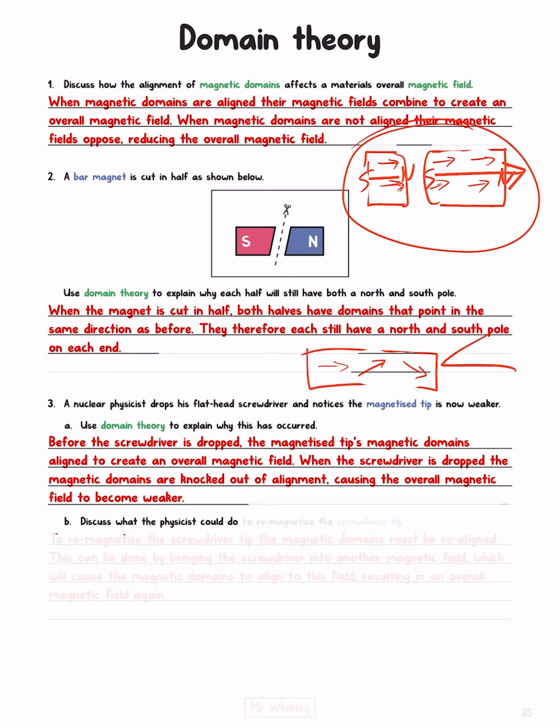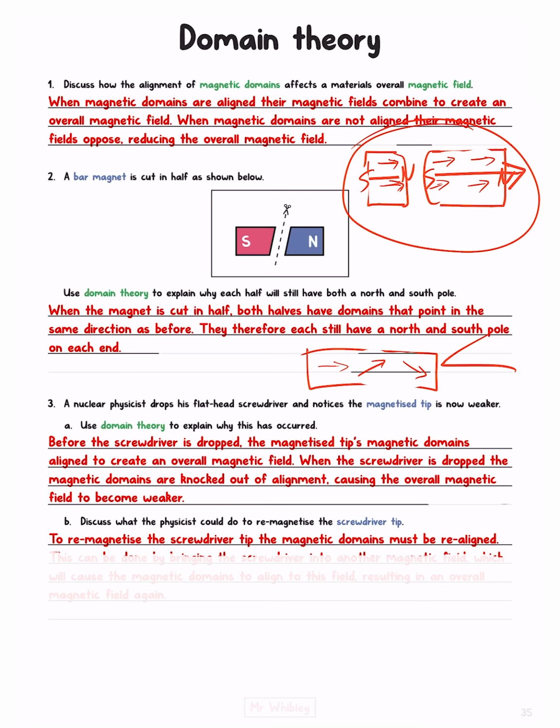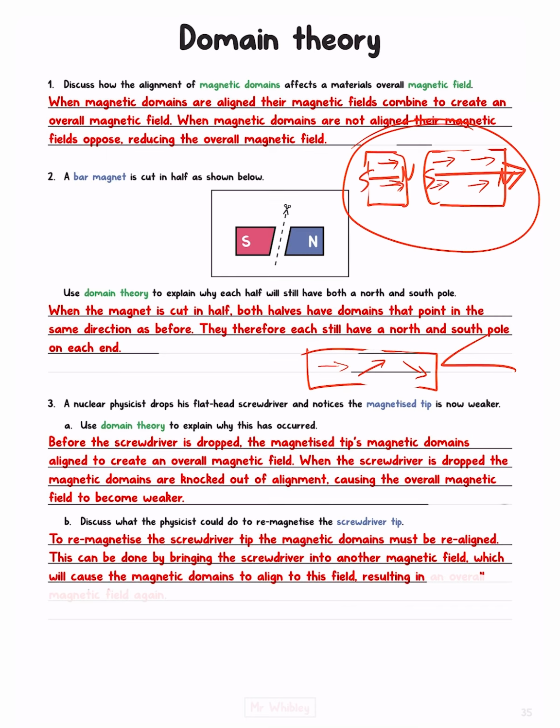Discuss what the physicist could do to remagnetize the screwdriver tip. To remagnetize the screwdriver tip, the magnetic domains must be realigned. This can be done by bringing the screwdriver into another magnetic field, which will cause the magnetic domains to align to this field, resulting in an overall magnetic field again. And so if we were to bring a magnet nearby to our magnetic domains, that is going to cause our domains to align once again.